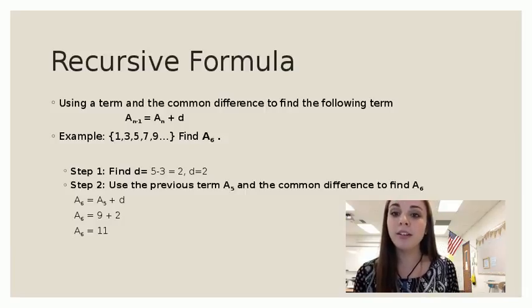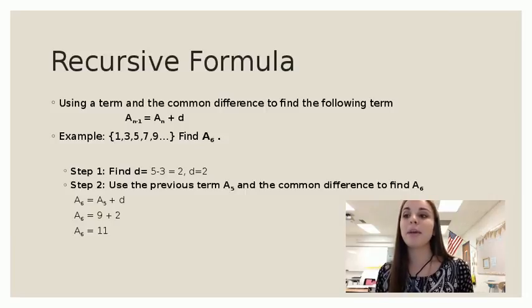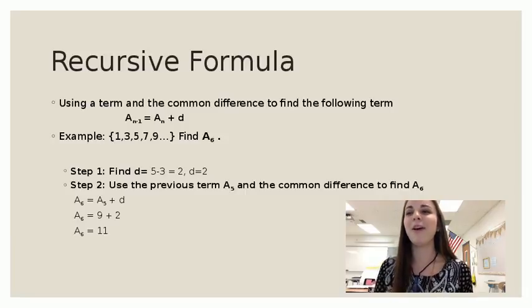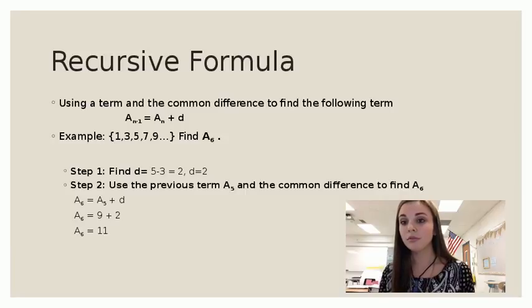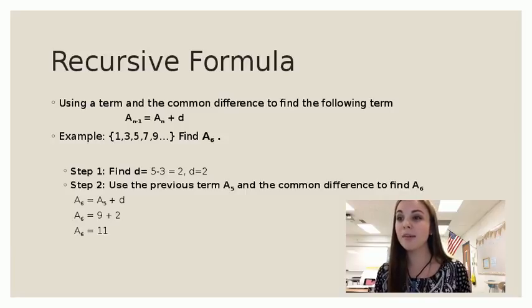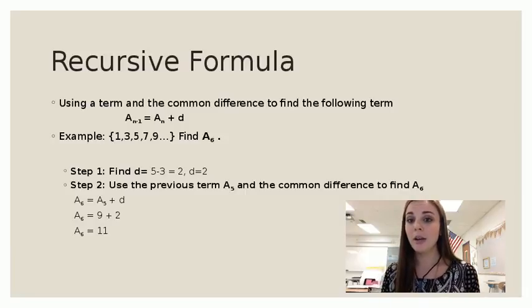So step 1, you need to find d. To find d, remember you pick any 2 consecutive terms. Doesn't matter which 2. I picked 5 and 3. I do right minus left. So 5 minus 3, which is 2. So my common difference is 2. If you need to, take a second and rewind and make sure you realize why our common difference is 2. Okay, we're going to go ahead and move on.